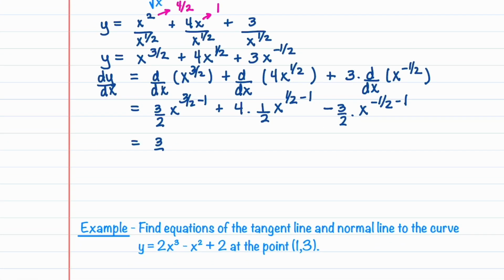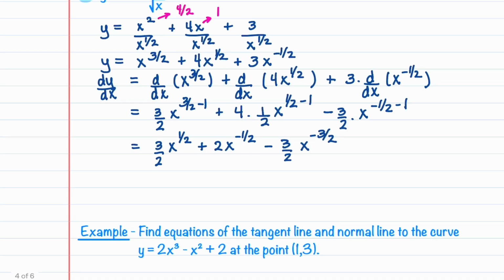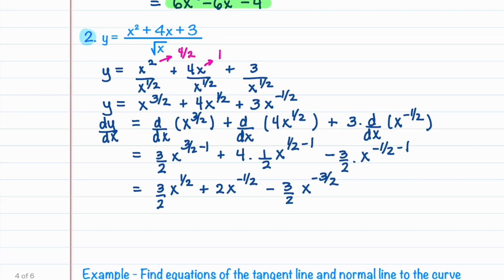This then gives us 3/2 x to the 1/2 power plus 2x to the minus 1/2 power minus 3/2 x to the minus 3/2 power. Now, it looks like we could be done, but notice, let me pull this back down. Notice in our original problem, we had a square root of x. So that kind of clues us in that our answer needs to be in terms of square roots and not just in terms of x to the 1/2.